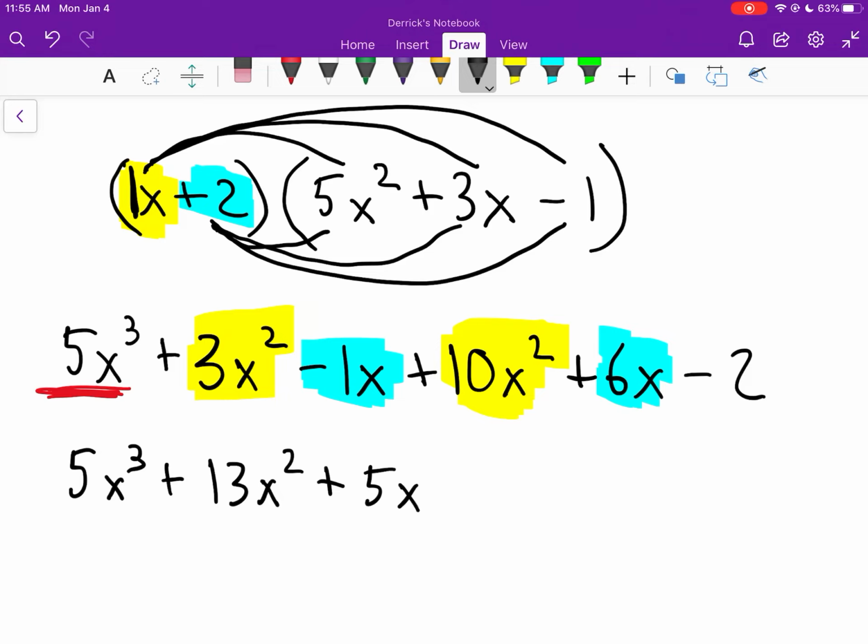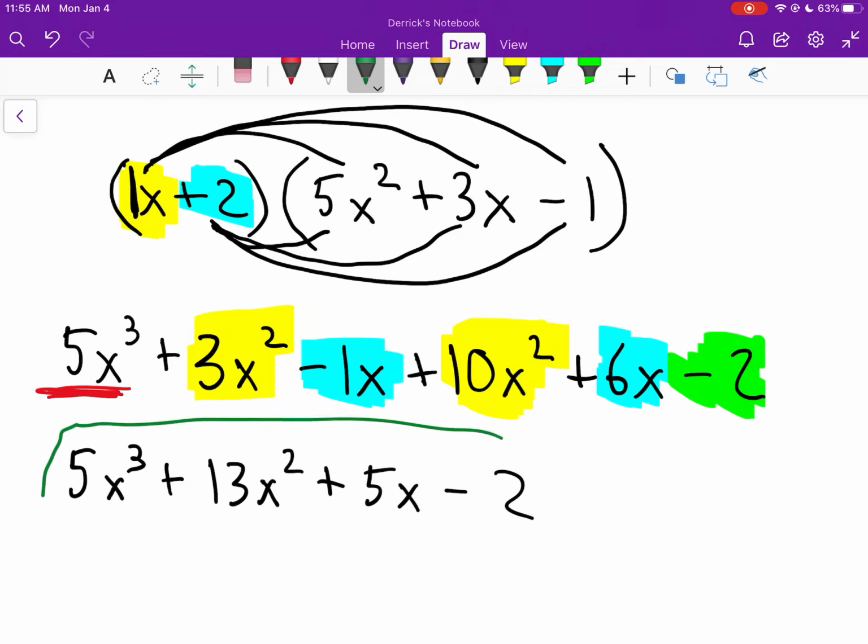Finally, we've got a negative 2 over here. It's our last term. It's a constant. I don't see any other constants in this problem, so we just have to rewrite it. And that would be your final answer for multiplying those two polynomials.